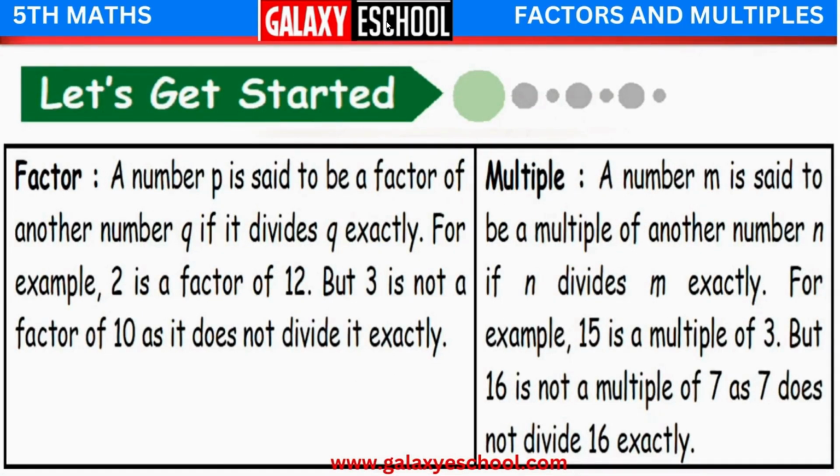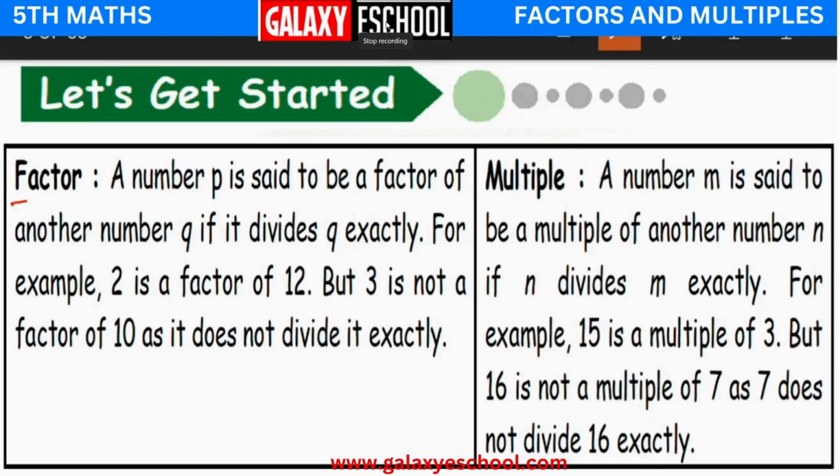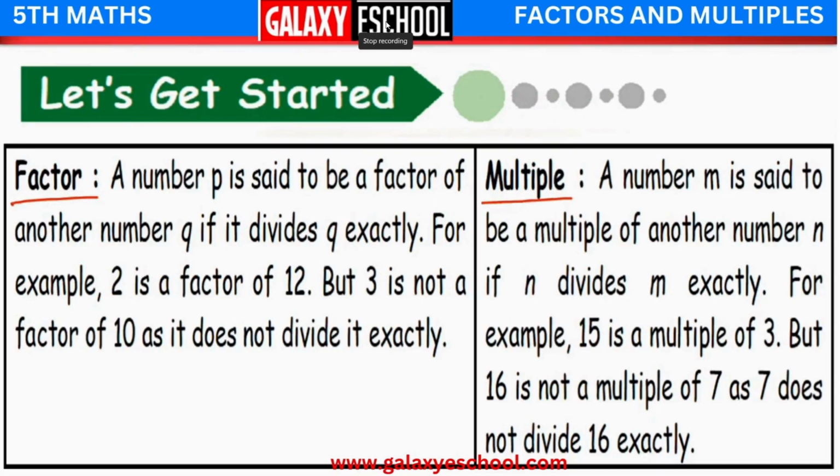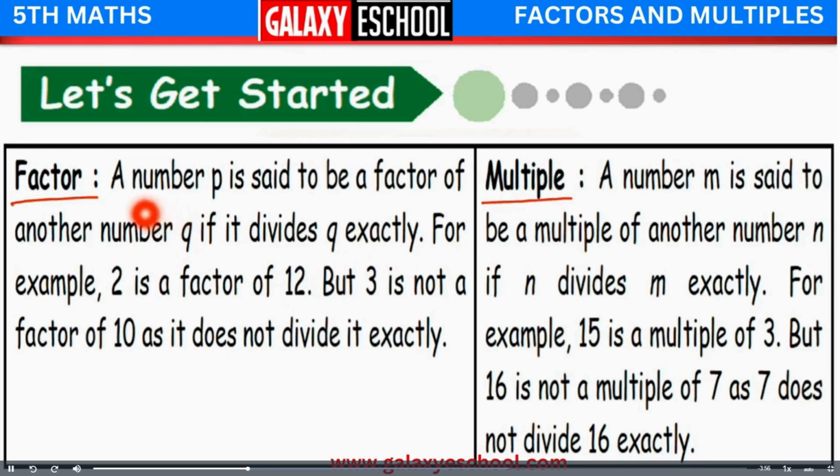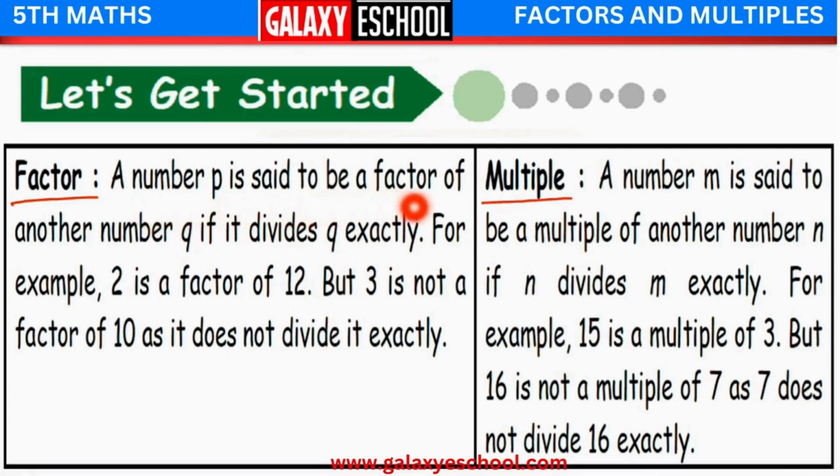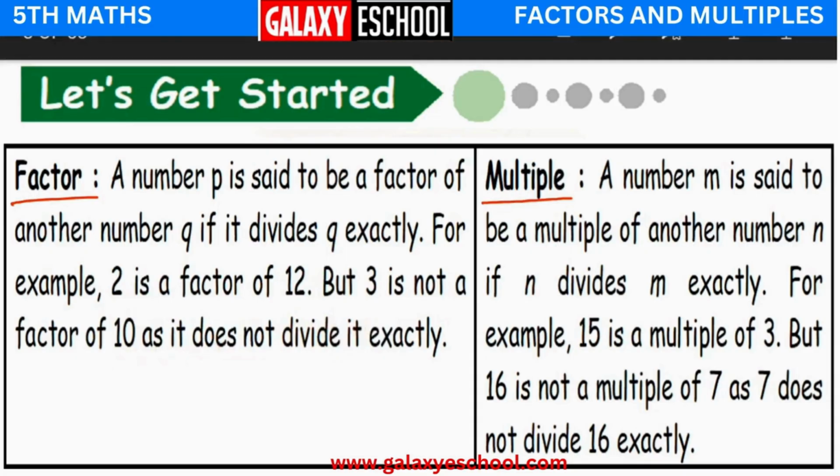For starting the lesson, it is important for us to understand what actually is a factor and what is a multiple. A number p is said to be a factor of another number q if it divides q exactly. For example, 2 is a factor of 12, but 3 is not a factor of 10 as it does not divide it equally. Now what are they saying?